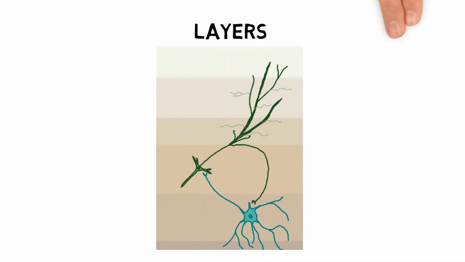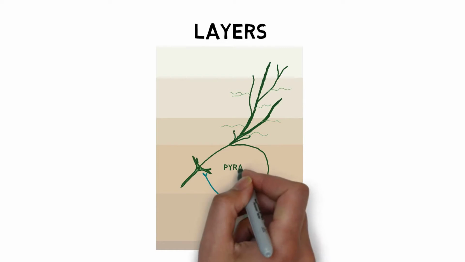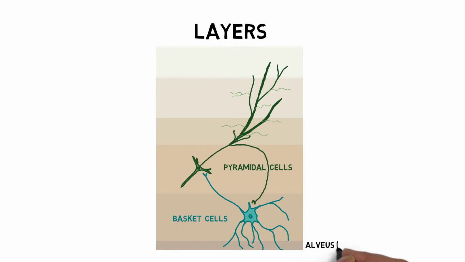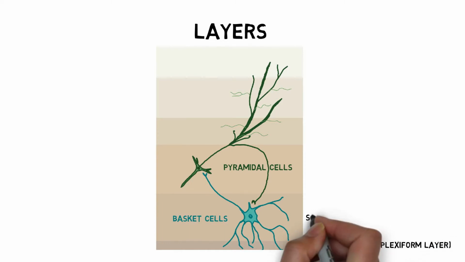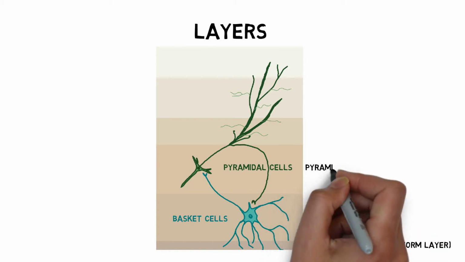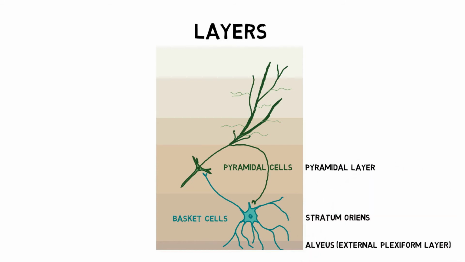When considering the layers, it's important to understand how the pyramidal cells are connected to the basket cells at differing depths. The deepest layer is the alveus, or external plexiform layer, which contains pyramidal axons and fibers that carry input from the entorhinal cortex. Above that is the stratum oriens, which contains the basket cells. The next layer is the pyramidal layer, which, as the name suggests, contains the pyramidal neurons.